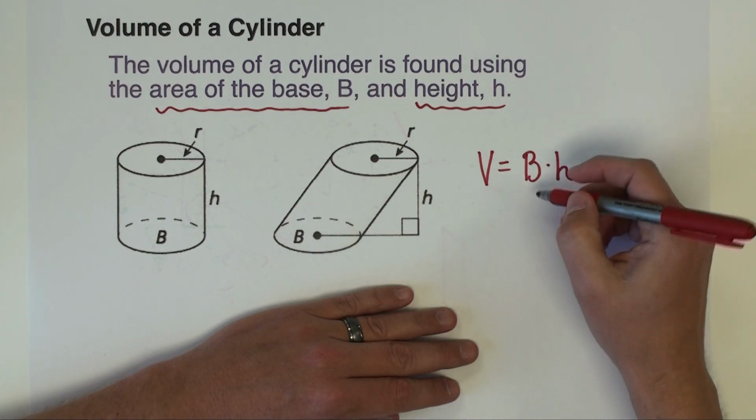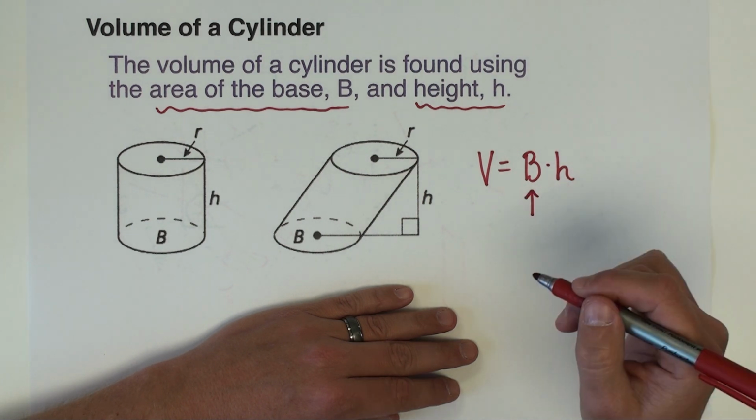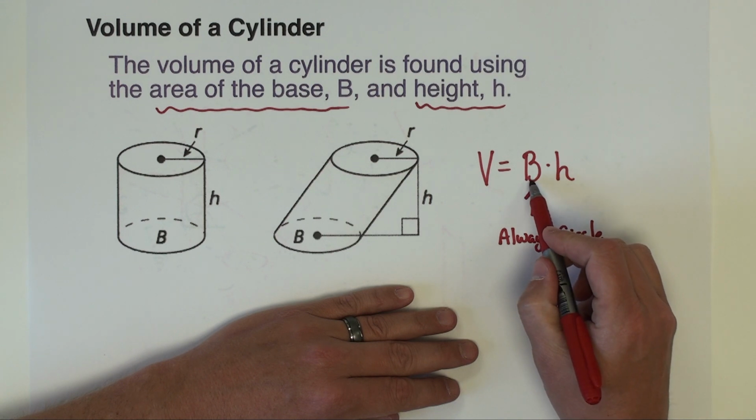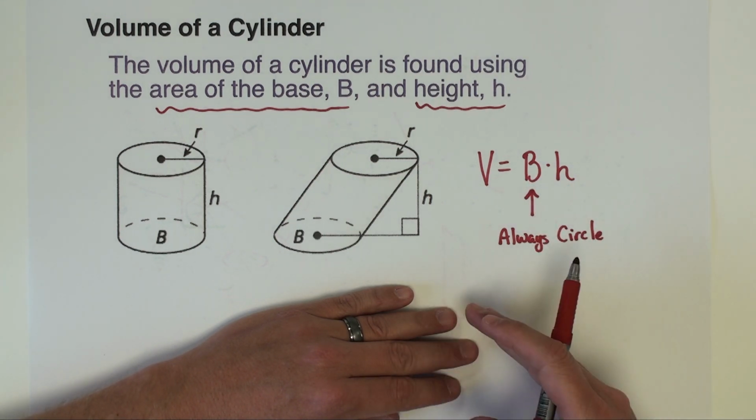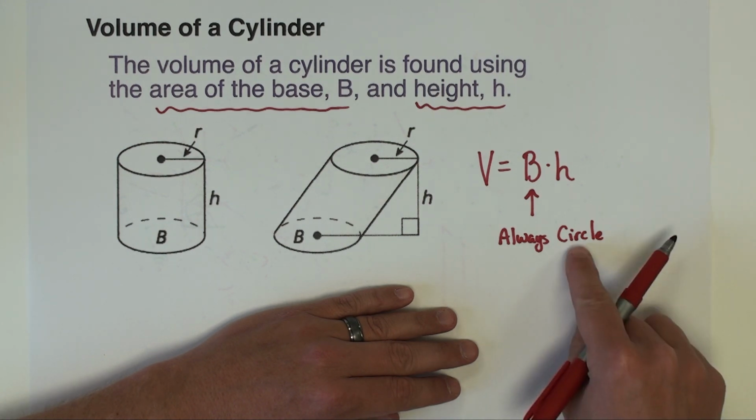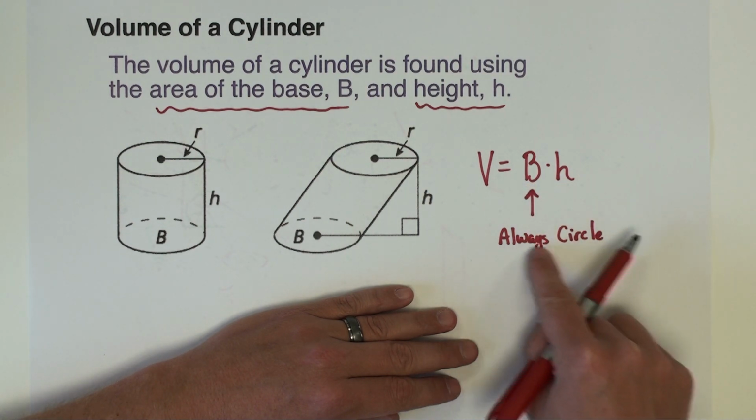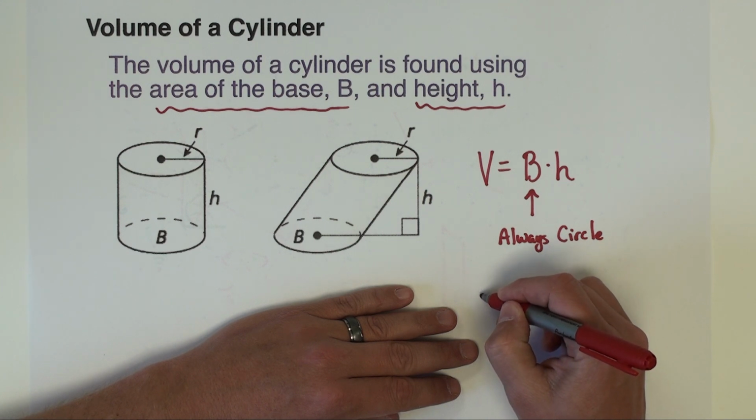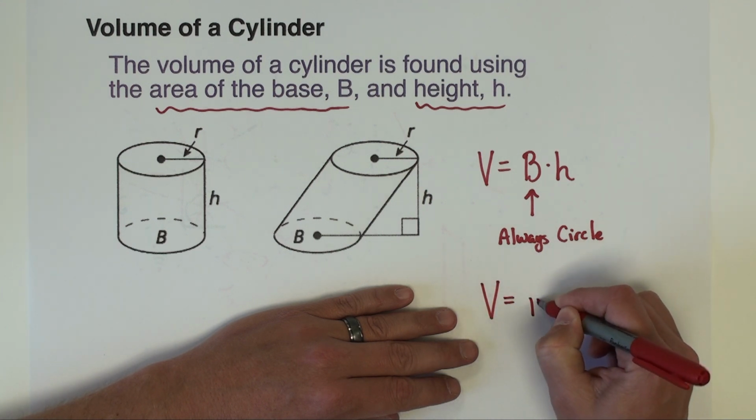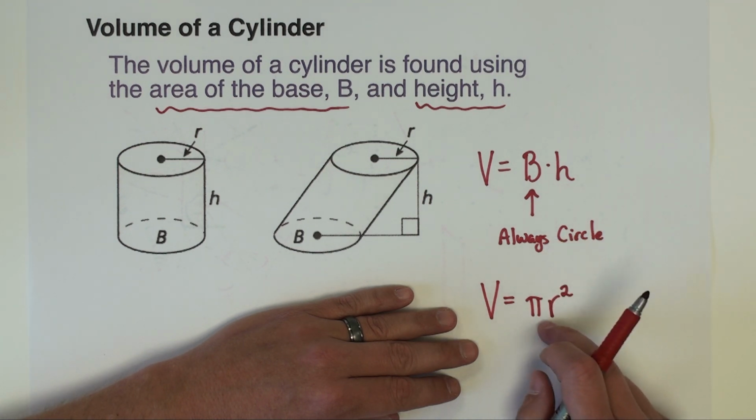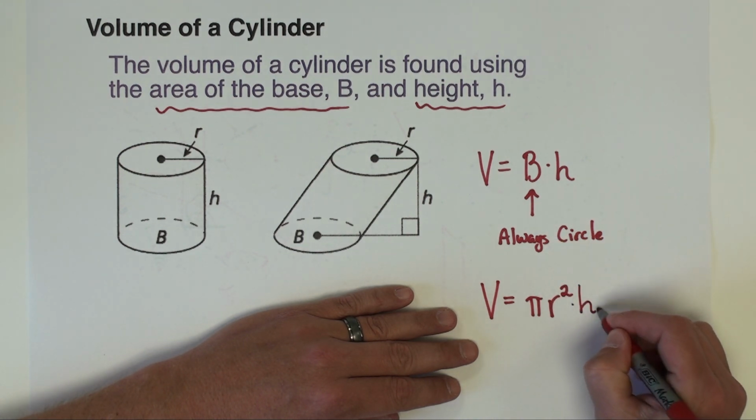Now, the difference here is that the base of a cylinder is always a circle. So that base area formula is not going to change from shape to shape to shape as it's going to for a prism. And because it's always going to be a circle, we can modify this formula and go ahead and put that area formula in for the base area. And so that's what I'm going to do. We're going to say the volume of a cylinder is pi times radius squared, that's the circle area, times the height.